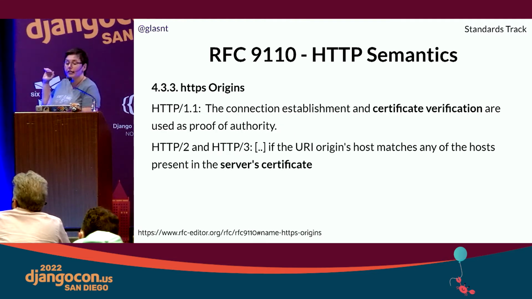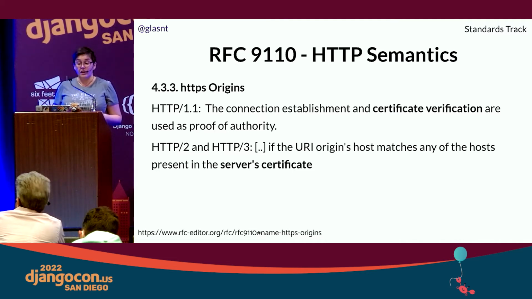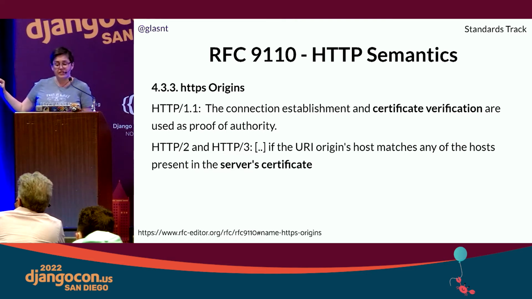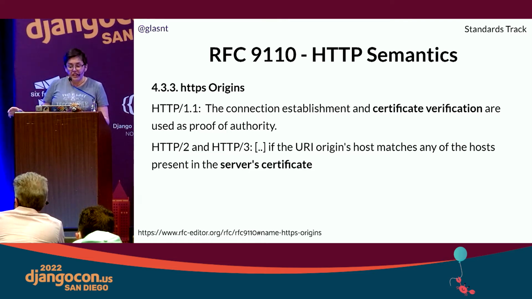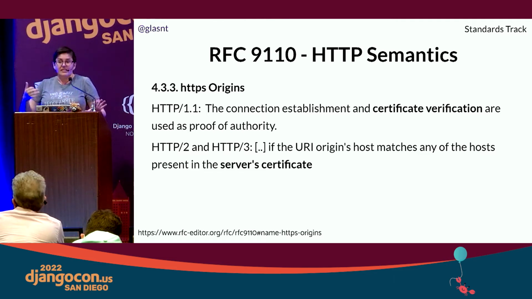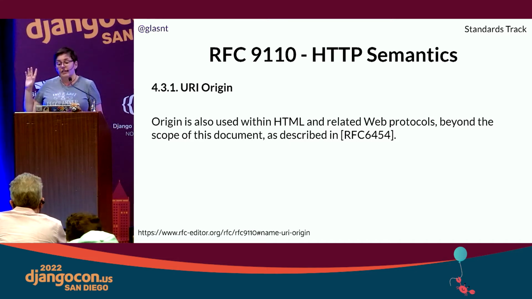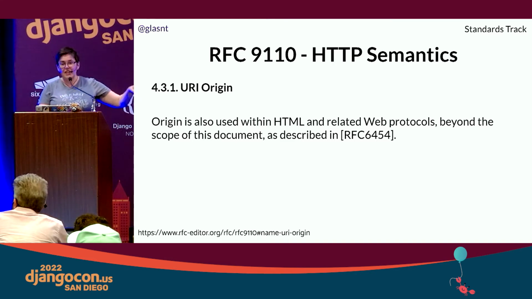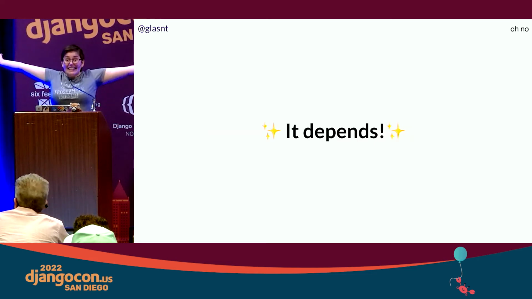This RFC is very large and talks about HTTP semantics for both clients and servers. Getting back to our original hunt, this RFC has a section on HTTPS origins. It talks about how all HTTP versions use server certificates in various ways, but this is also talking about how the browser should be accepting of HTTPS in general. In the case of origins, which we spoke about earlier, RFC 9110 does mention it, but references back to the original RFC about web origins. So what's a WSGI web server to do? It depends!